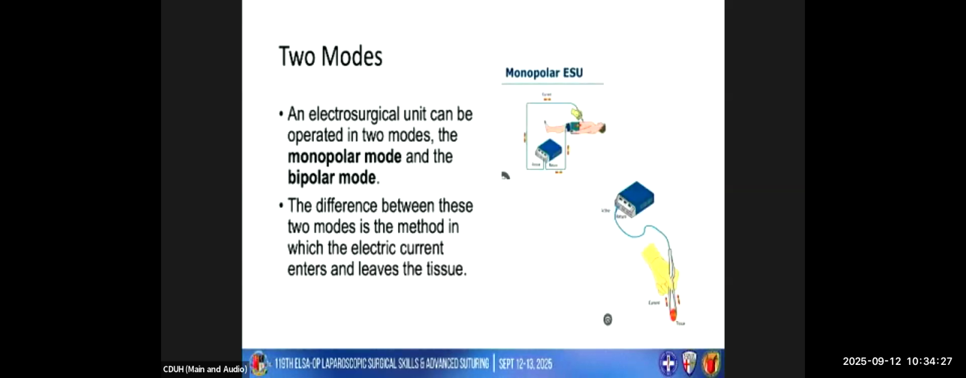There are two modes in the electrosurgical unit. You have the monopolar mode and the bipolar mode. The difference between the two is the method in which the electrical current enters and leaves the tissue.